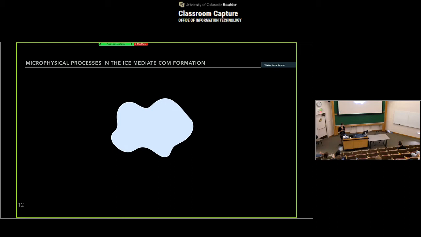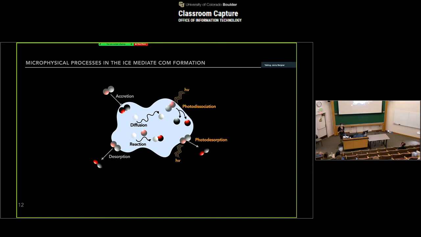To understand the formation of these complex molecules, we have to understand the microphysics and the chemistry within these ices. We have important processes within the ices like accretion and desorption that populate the grain with different molecules from the gas. Within the ice, there's diffusion and reaction between molecules that can lead to the buildup of chemical complexity. And then there's also photoprocessing that can take place, either dissociating molecules, forming radical fragments that can then go on to react, or desorbing molecules back into the gas phase, also using photons. So understanding all of these different microphysical processes is really key to explaining how organics are forming in different interstellar environments.